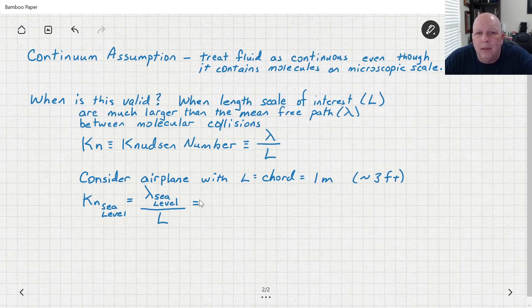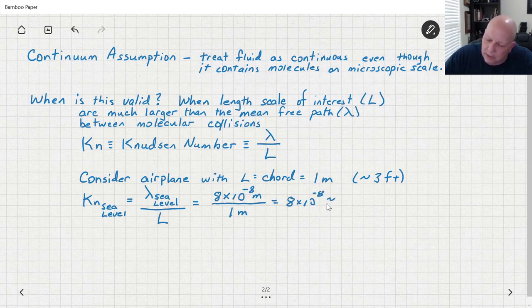At sea level, the mean free path for air molecules, that's mainly oxygen and nitrogen, is approximately 8 times 10 to the minus 8 meters. Or that's approximately 10 to the minus 7. Now let's look at this high altitude of 100 kilometers.